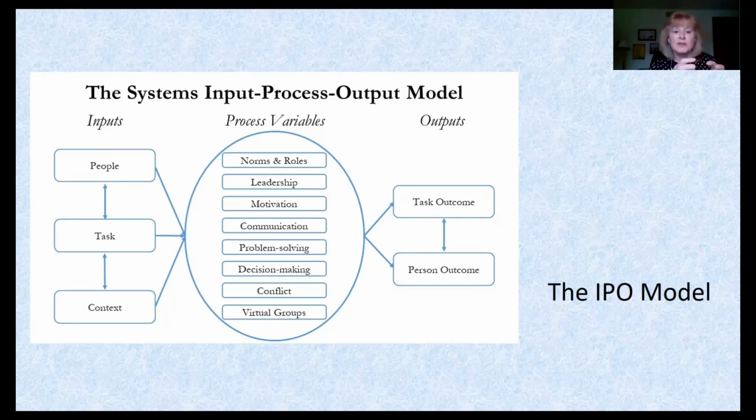So those 3 inputs go into this big circle in the middle, which are the process variables. And these are things that are unique to every group, whether or not they're online. So all of these elements are really relevant with the norms and roles that develop, the leadership, how motivated the students are, how they make problems and how they solve problems, make decisions, how they deal with conflict, that sort of thing. And then as a result of this, what happens?